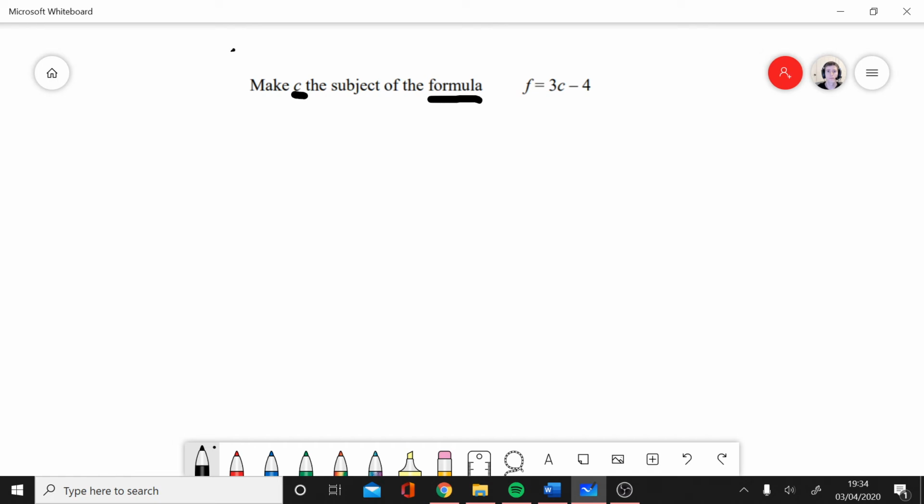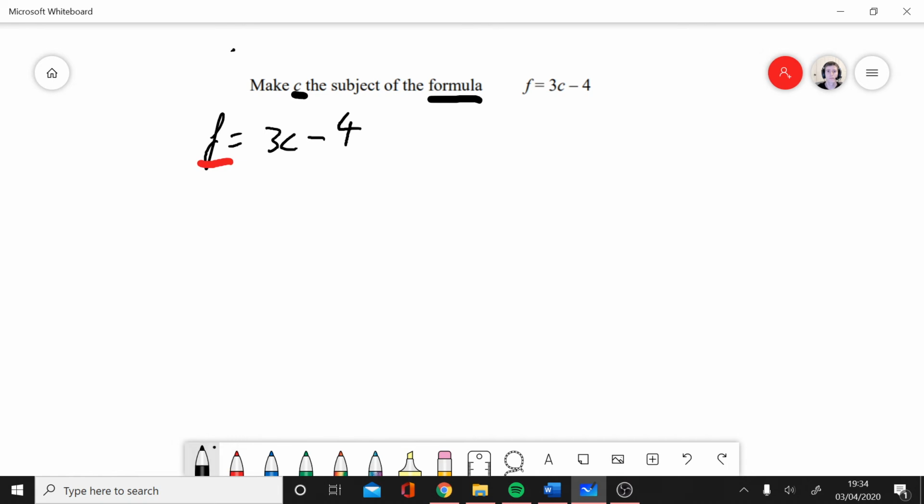Okay, so we have F is equal to 3C minus 4, and we want to make C the subject of the formula. Currently F is the subject of the formula. We can see that from F being equal to 3C minus 4, there is nothing connected to F. There's nothing on this side of the equation. F is all alone on this side. And so we want to rearrange it so that is the same for C.